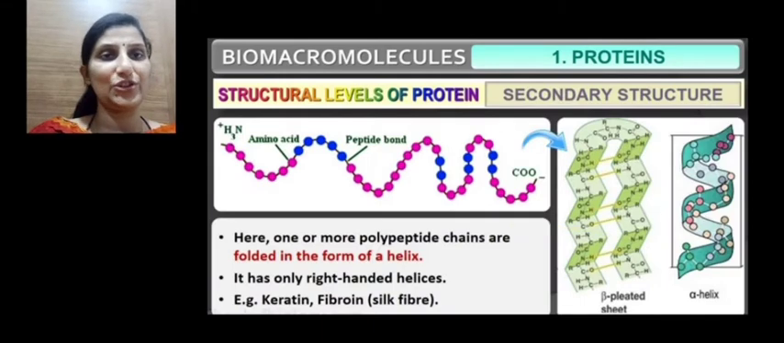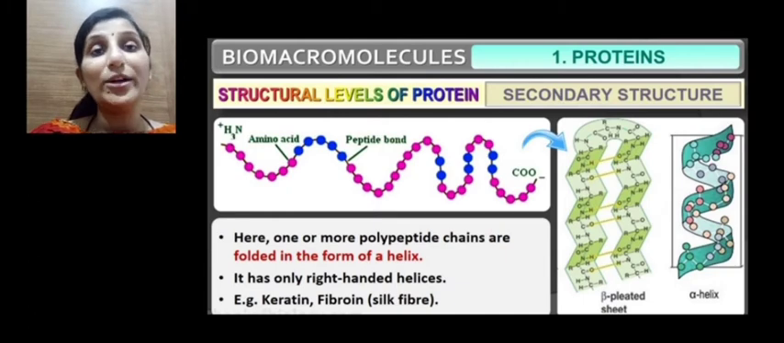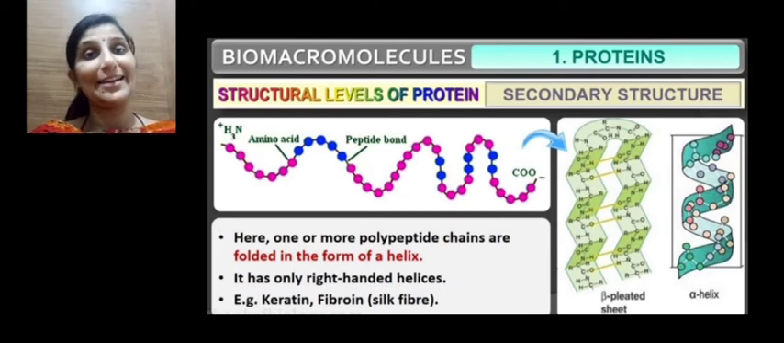Whereas in the secondary structure, one or more polypeptide chains are folded to form a helical structure. When polypeptide chains are folded in such a form that it forms a helical structure, it's called a secondary structure. It has only a right-handed helix. Right-handed means it is folded towards the right-hand side.